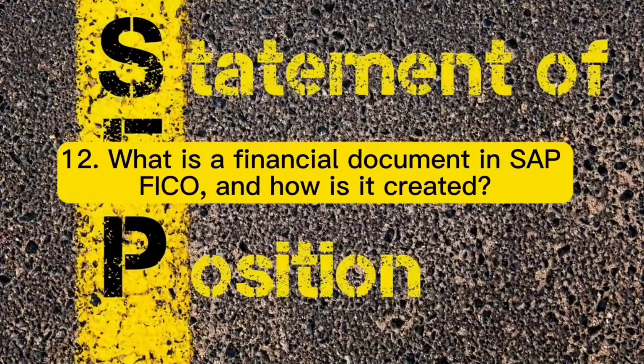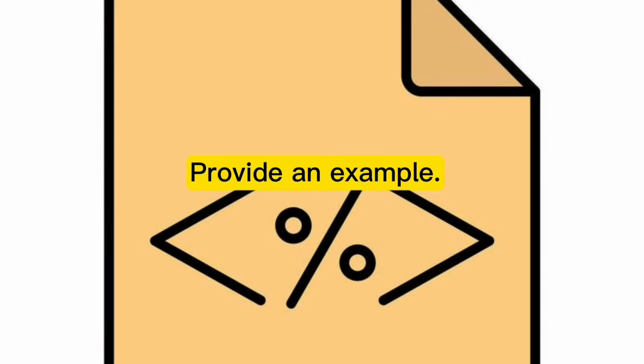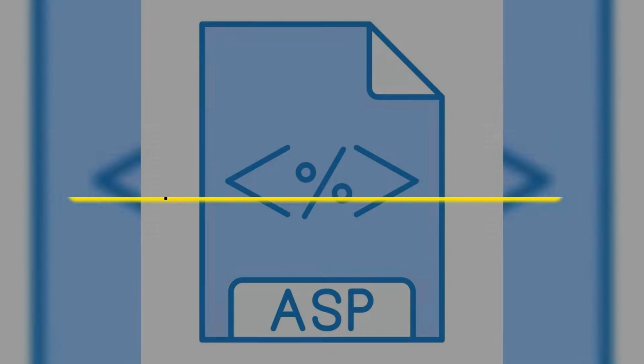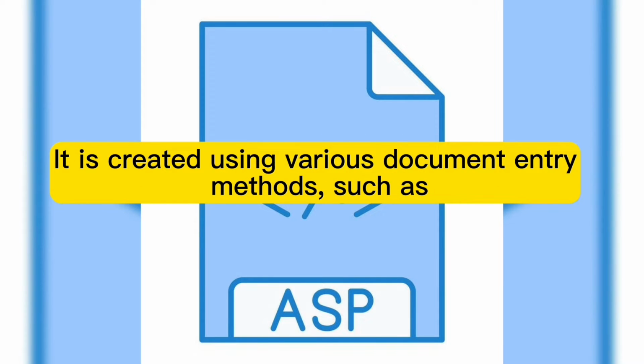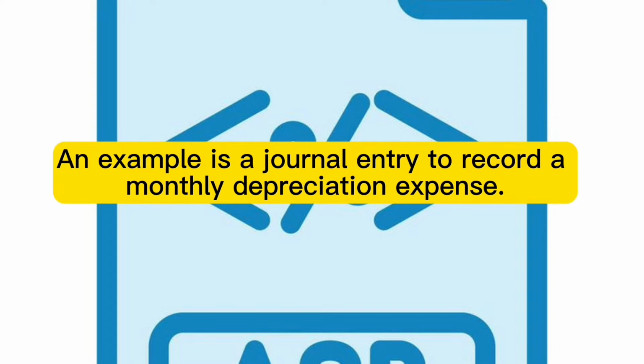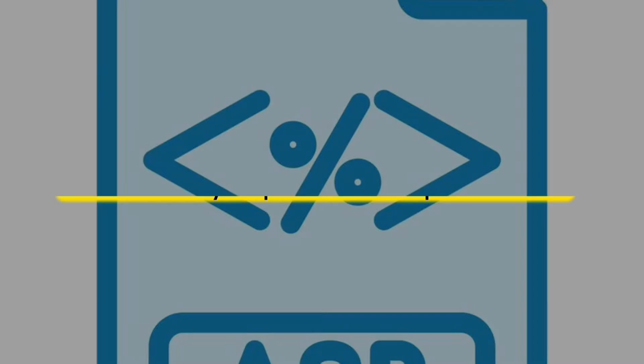management. 12. What is a financial document in SAP FICO, and how is it created? Provide an example. Answer: A financial document in SAP FICO represents a financial transaction. It is created using various document entry methods, such as manual journal entries (F-50) or automatic postings, for example, for invoice posting. An example is a journal entry to record a monthly depreciation expense.